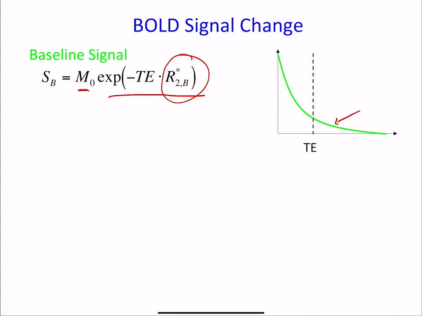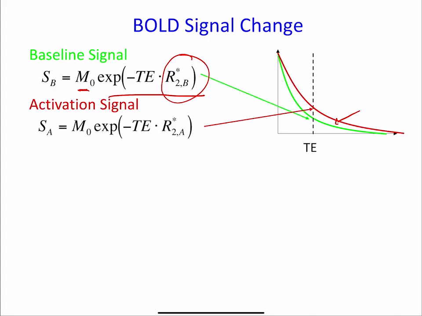Then when your brain is active, R2 star typically decreases. And so the signal decay is less. So you're looking for that difference in those two signals. Obviously, if you have a very short echo time, there's not going to be much difference. If you have a very long echo time, they both decayed away. So once again, you're not going to have much difference.